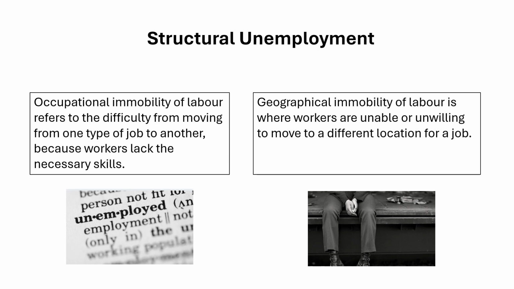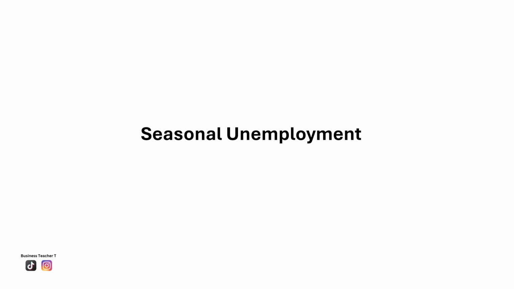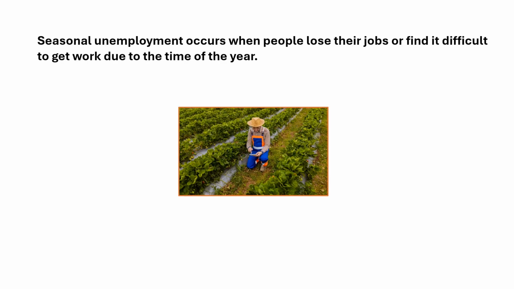For example, someone living in a rural area might not want to move into the city, even if there are better job opportunities. Seasonal unemployment occurs when people lose their jobs or find it difficult to get work due to the time of year. Certain industries and sectors have regular periods of high demand and low demand based on the seasons. For example, the tourism industry may see more employment during the summer months when more tourists visit, while winter might see fewer tourists, leading to a decrease in jobs in that sector.